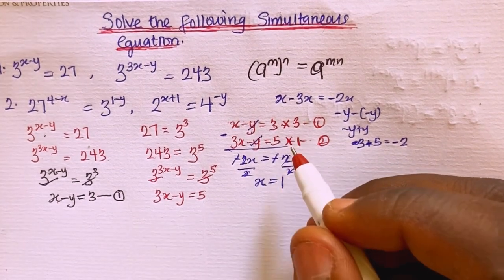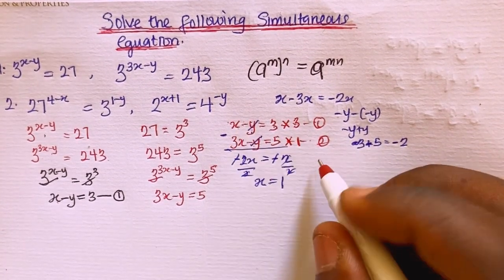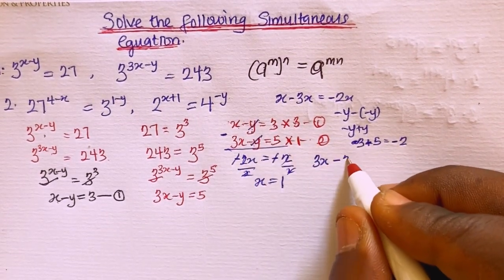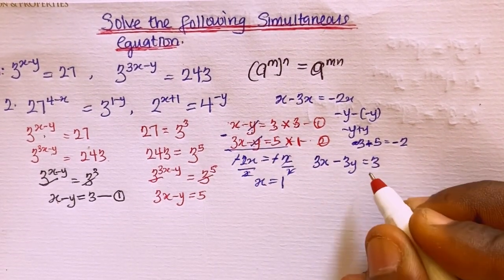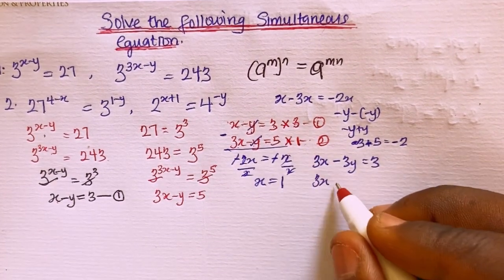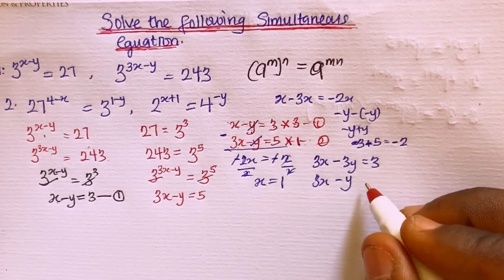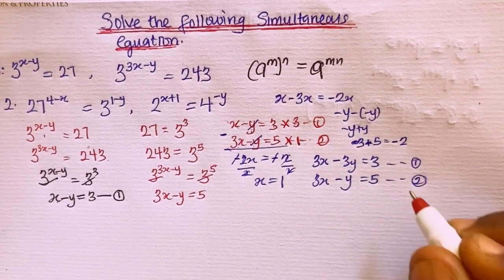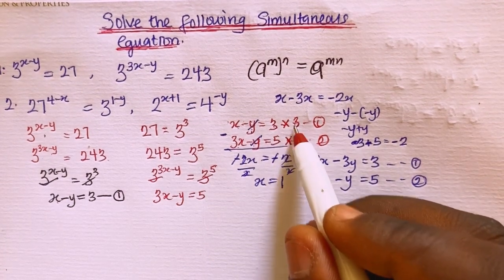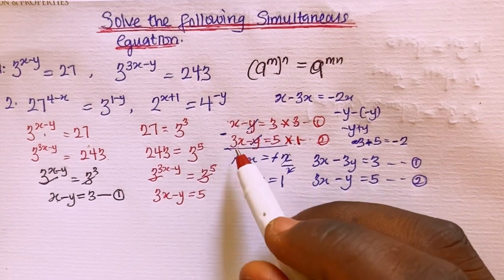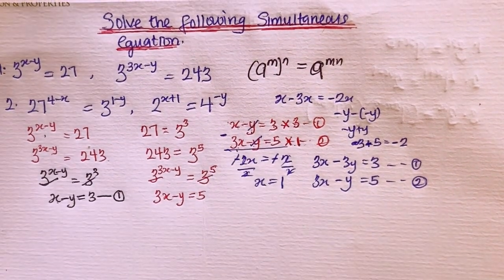If we do that, we're going to have a new equation. 3 multiplied by x is 3x. Then 3 multiplied by minus y gives minus 3y, which equals 9. Then 1 multiplied by 3x is 3x. 1 multiplied by minus y gives minus y. Then 1 multiplied by 5 is still 5. Now I have a new equation. Why do I multiply this by 3 and this by 1? It's because I want to get the value of y, so I want to eliminate my x.